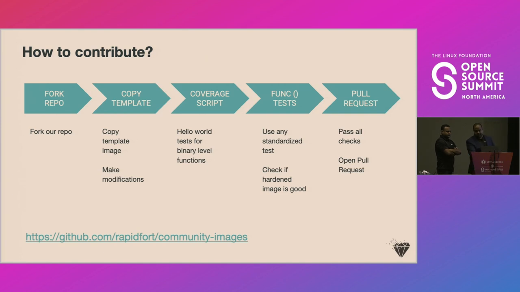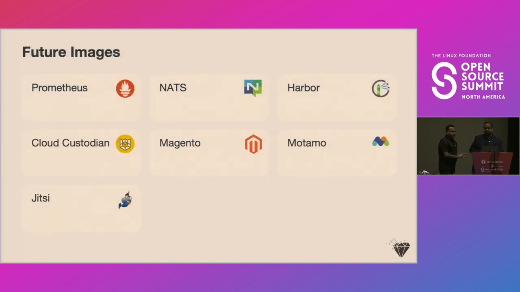So what does the future entail here? Can you talk through that, Rajeev? We are planning to add Nginx, Prometheus, Grafana, NATS, Harbor, Cloud Custodian, and other images. But all this requires some kind of application understanding. So we are looking for the community to help us, first of all, pick which container you want us to harden for you, and also write the small coverage script. If we run through the script, then you will have the hardened image. Let's say somebody wants a Prometheus hardened image, you can go through this process, but we are not experts on Prometheus. Somebody who knows Prometheus better can quickly write the coverage script.